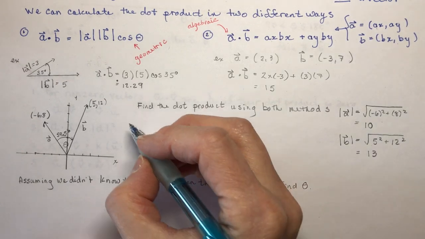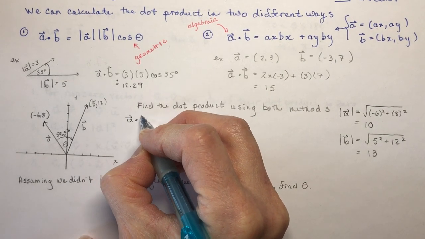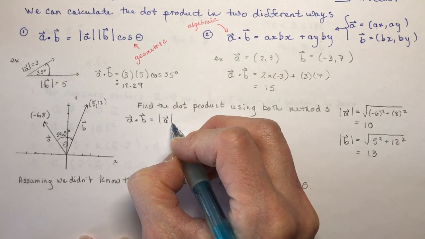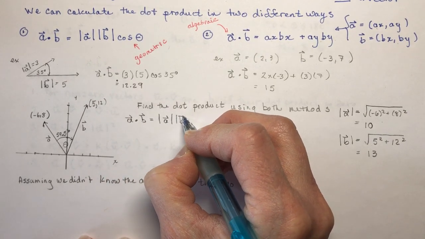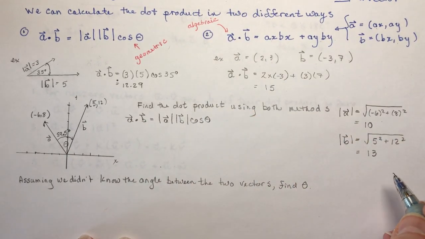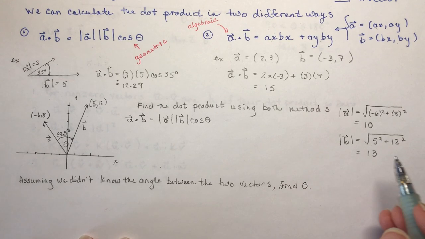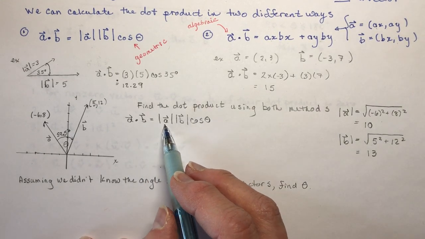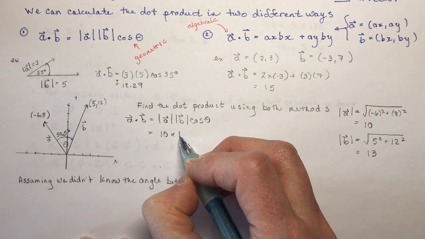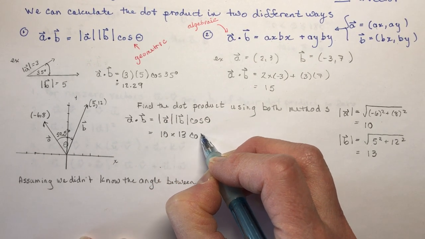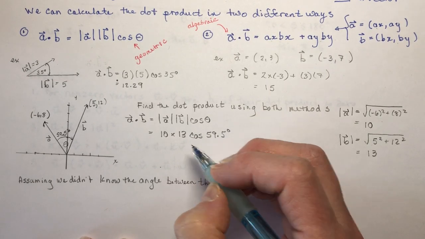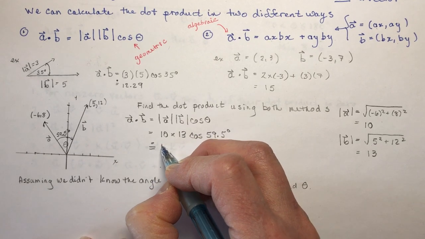Okay, so for the first method, I'll write out the equation A dot B. Always write out your equations when you're doing your homework. Don't just try to get to an answer, because if you write out the formulas, they become more familiar to you and you'll be more apt not to make a mistake on the test. So A dot B is the magnitude of A, which is 10, times the magnitude of B, which is 13, times the cos of 59.5 degrees. And if you do that, I'm not going to get my calculator out.